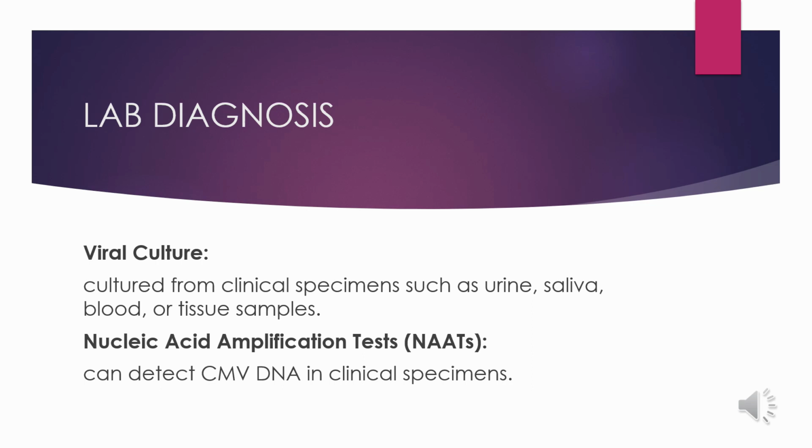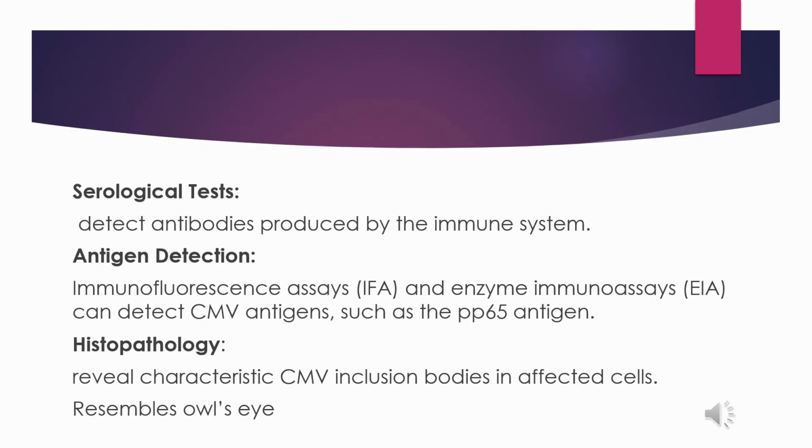Nucleic acid amplification tests or polymerase chain reaction assays can detect cytomegalovirus DNA in clinical specimens with high specificity. Next, serological tests. Serological assays detect antibodies produced by the immune system in response to cytomegalovirus infection. Next, antigen detection. Immunofluorescent assay and enzyme immunoassay can detect cytomegalovirus infection by searching for the pp65 antigen in clinical samples like blood or tissue specimens.